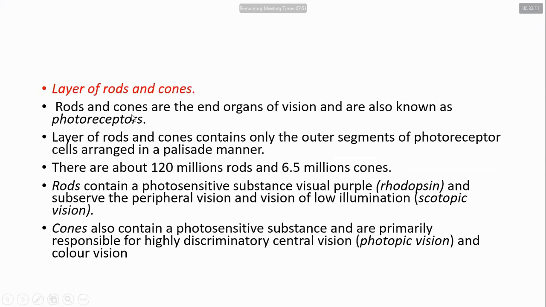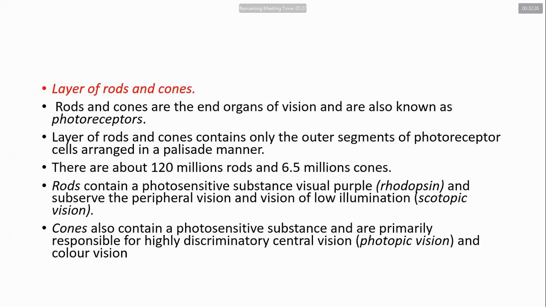Now coming to the next layers, that is the neural retina. Rods and cones are the end organ of vision and are also known as the photoreceptors. The layer of rods and cones contains only the outer segment of the photoreceptor cells arranged in a palisade manner. There are about 120 million rods and 6.5 million cones.